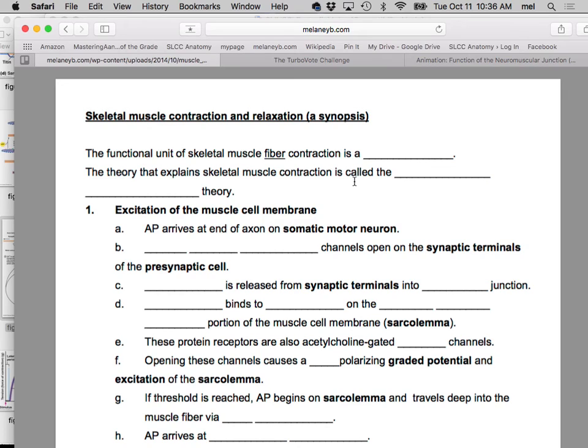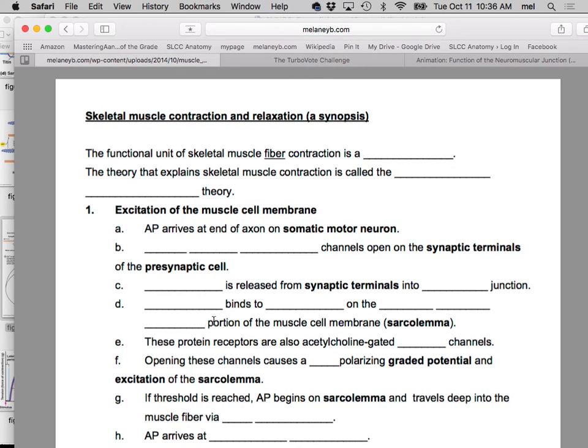Acetylcholine is released from the synaptic terminals into the junction. What is the junction called? It's the synapse between a neuron and a muscle. It's a blank junction, neuromuscular junction, exactly. Okay, it's released into the neuromuscular junction.